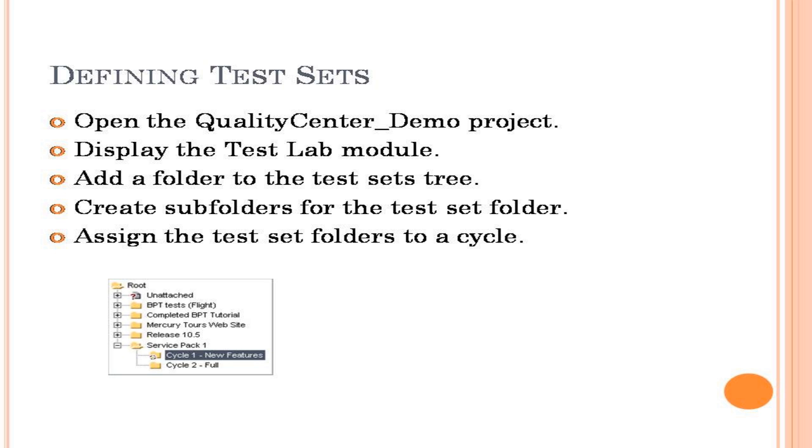5. Assign the test set folders to a cycle. Select the Cycle 1 New Features test set folder and click the Assign to Cycle button. The Assign to Cycle dialog box opens. In the Service Packs Releases folder, in the Service Pack 1 release, select the Cycle 1 New Features cycle. Click OK. The icon for the folder in the Test Sets tree changes to show that the folder has been assigned to a cycle. Right-click the Cycle 2 Full Test Sets folder and choose Assign to Cycle. Assign the folder to the Cycle 2 Full cycle, located in the Service Pack 1 release in the Releases tree.